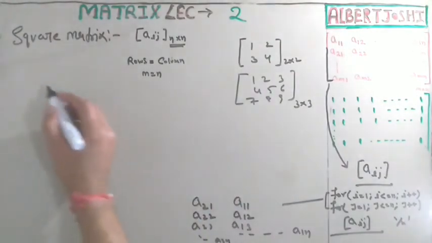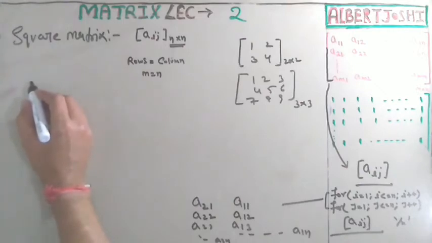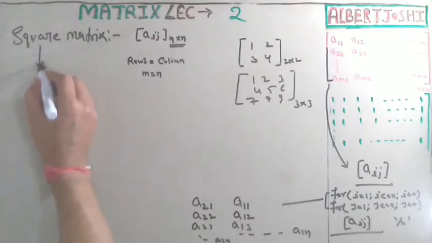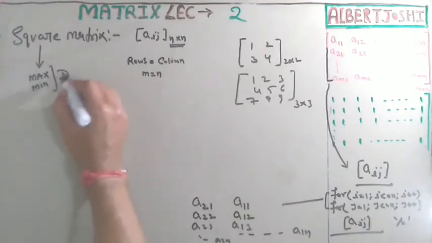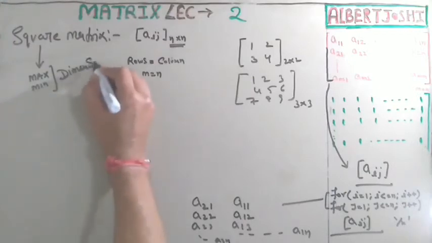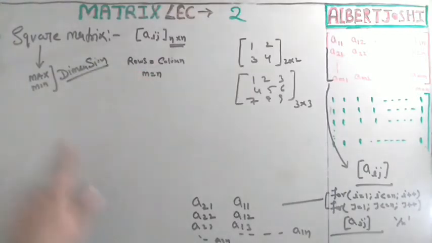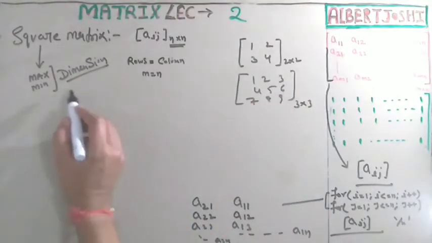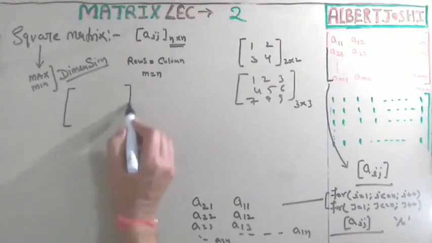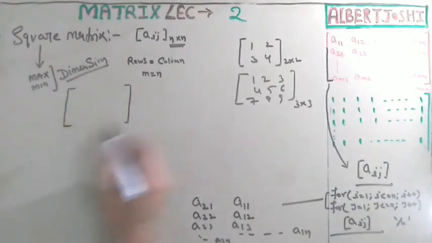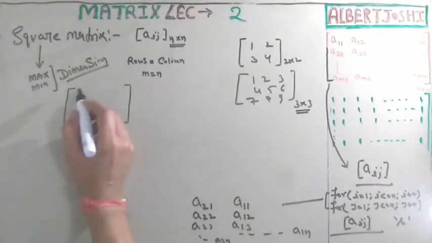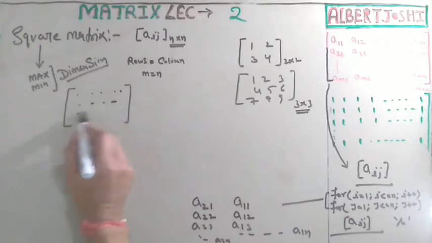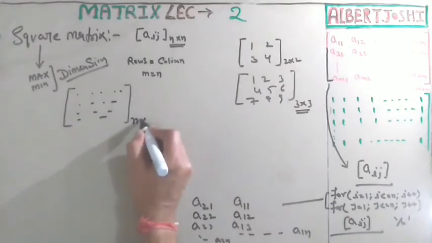Now the question is, what is the maximum and minimum dimension of a square matrix? Maximum dimension means how many elements can be placed in this square matrix. You can see that the total number of elements that can be placed is n into n. If you put many elements here, how many maximum elements can be placed? That is n into n.